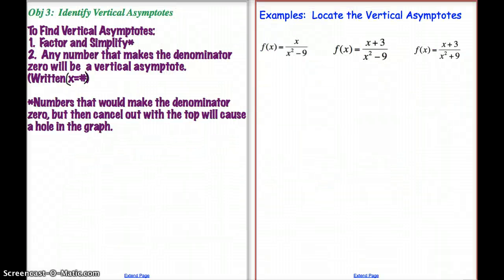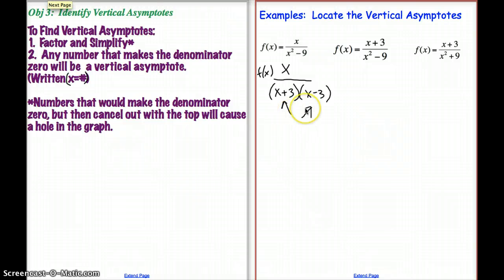So we have these questions. We're going back to the original examples. So we factor and simplify. I'm going to take f of x and write it in factored form. So I take a look here and I don't see much happening. I don't see any simplifying that I can do. So what that means is these two values that make f of x 0 in the denominator, 3 and negative 3, will be vertical asymptotes.